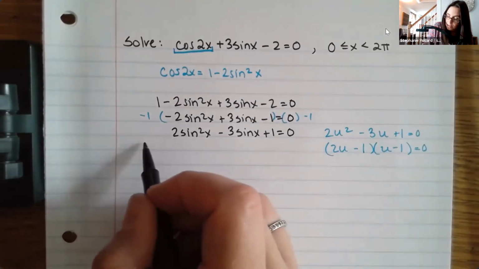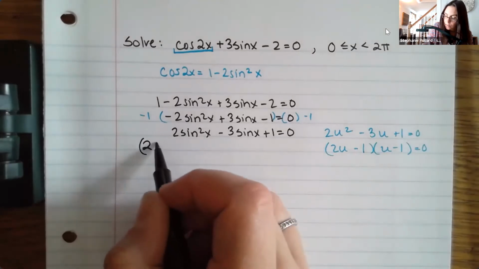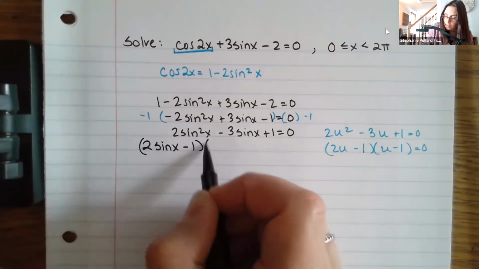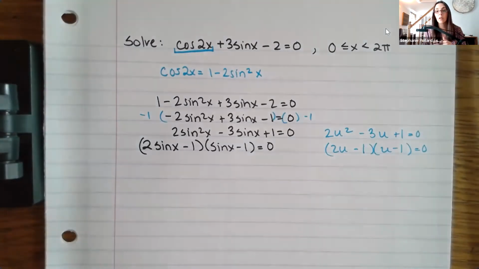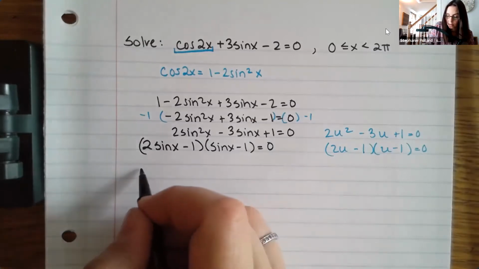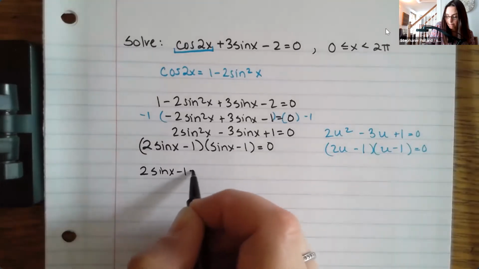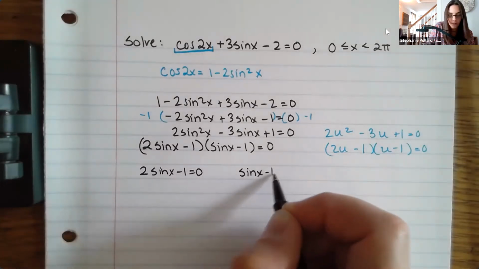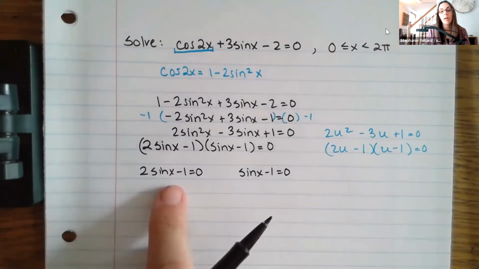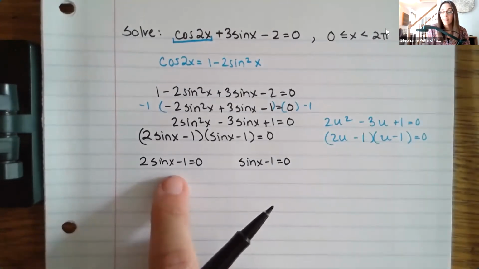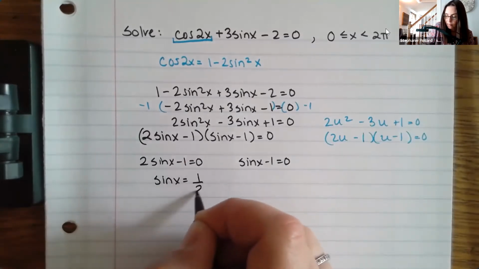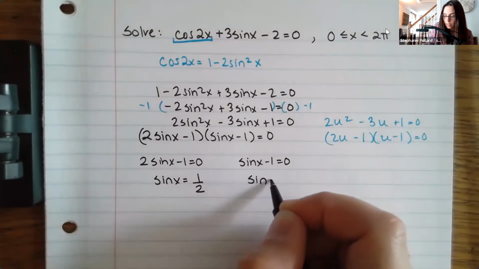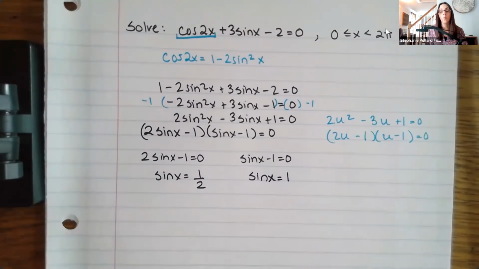So I'm going to rewrite this, but I'm going to use sine instead of u. So 2 sine x minus 1 times sine x minus 1 equals 0. Remember, with factoring, you want that right side to be 0. And now that everything is factored, I can set each piece equal to 0 and solve. On the left side, we're going to add 1 to both sides, and then divide by 2. And when we do that, we get sine x equals 1/2. And over here, I'm going to add 1 to both sides, and I get sine x equals 1.